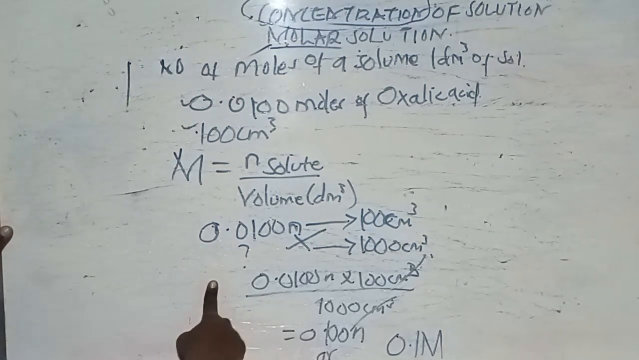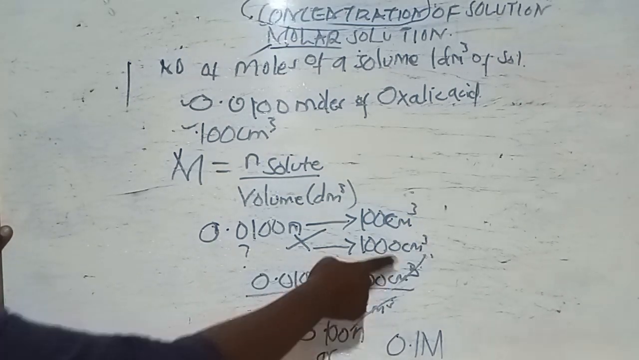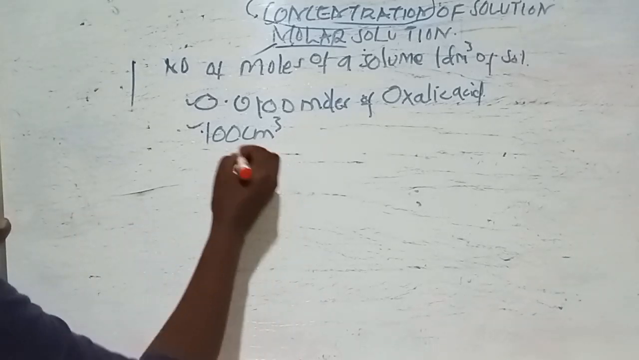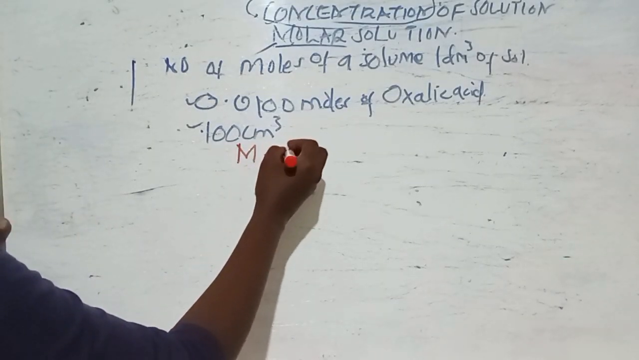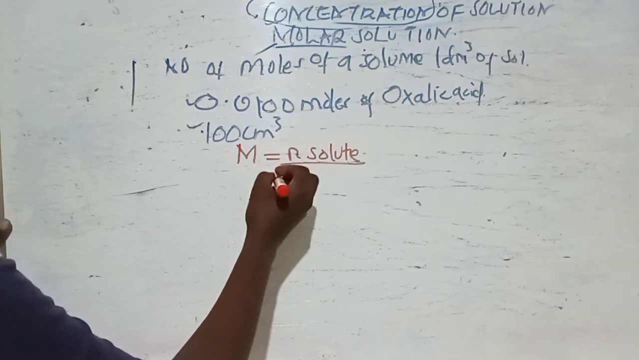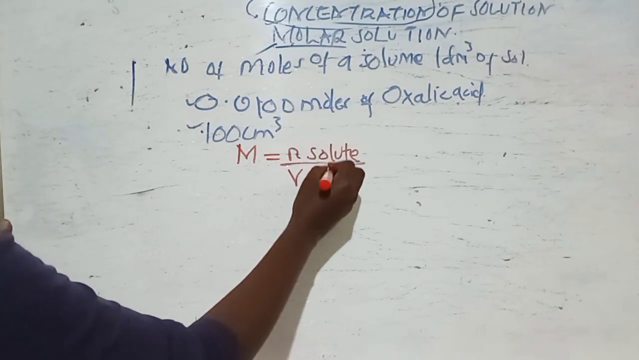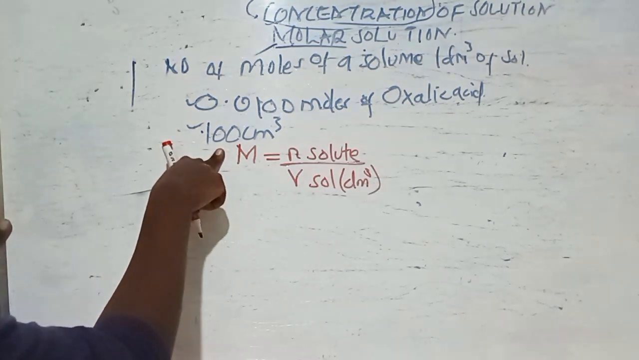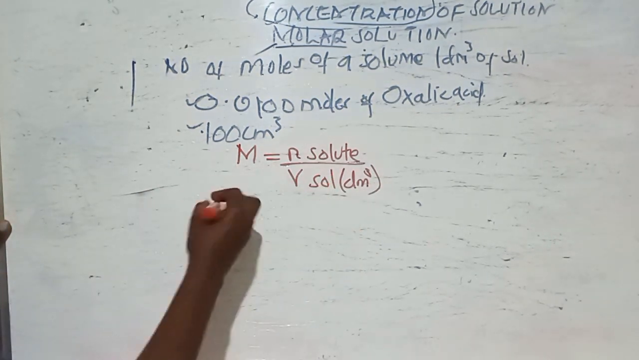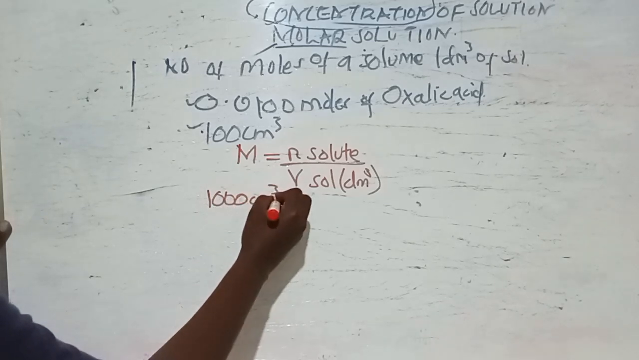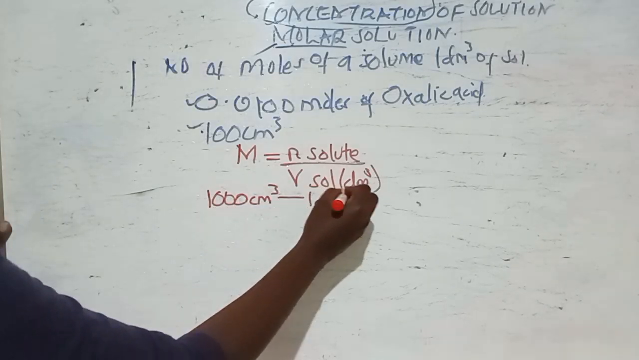So how many moles are going to be present in this 1,000 centimeters cubed of volume? The formula is molarity is equal to moles of the solute in the solution, divided by the volume of the solution, which is in decimeters cubed. Our volume is in centimeters cubed, so let us convert it to decimeters cubed. We say 1,000 centimeters cubed is equivalent to 1 decimeter cubed.